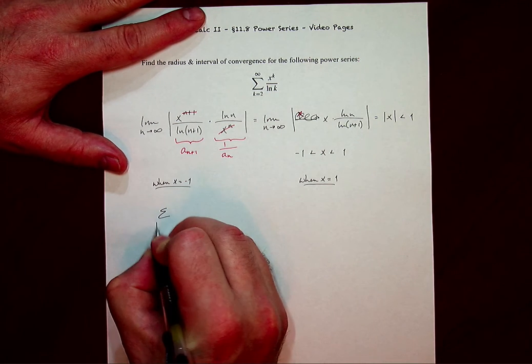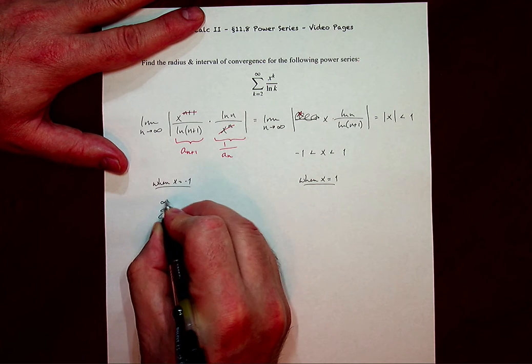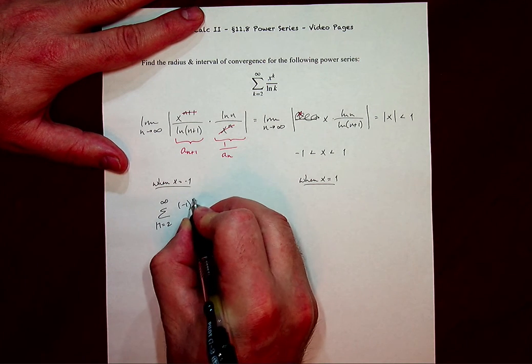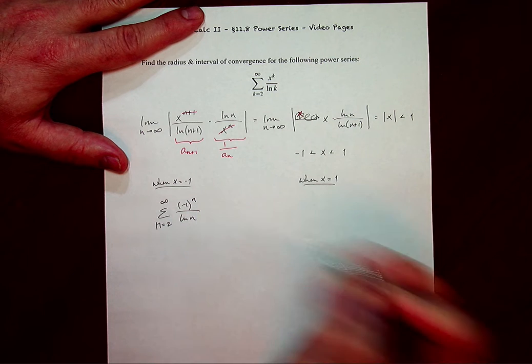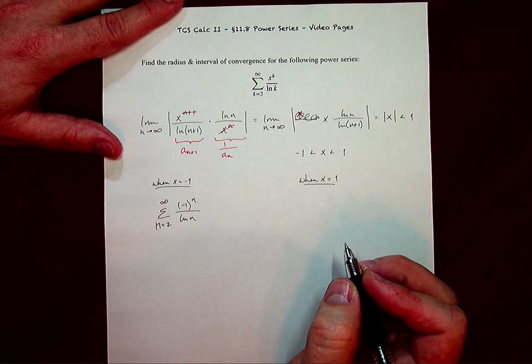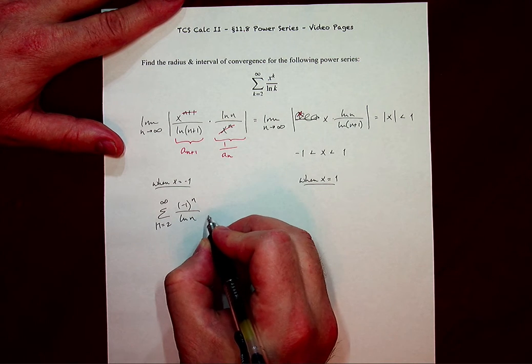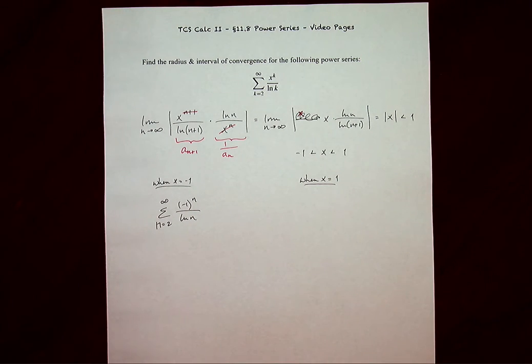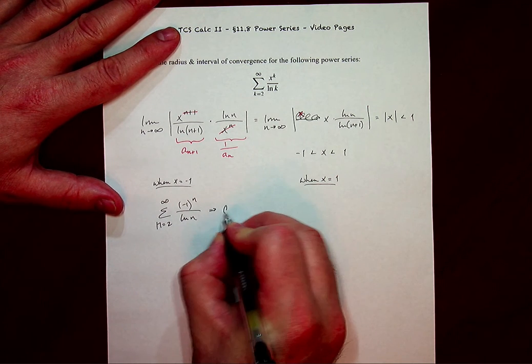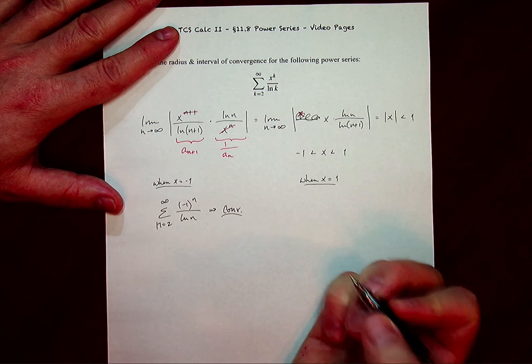So when x is equal to negative 1, we get negative 1 to the n over natural log n. Well, that's obviously going to be an alternating series. And the alternating series just asks you to do two things. Is each successive term less than the previous one in terms of its absolute value? And as n goes to infinity, does your a sub n go to 0? And the answer is yes. So by alternating series, this converges.